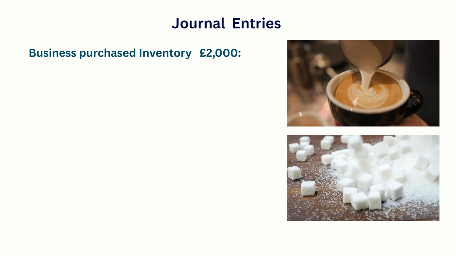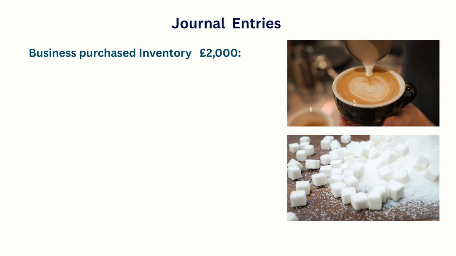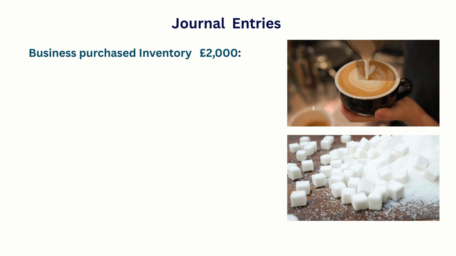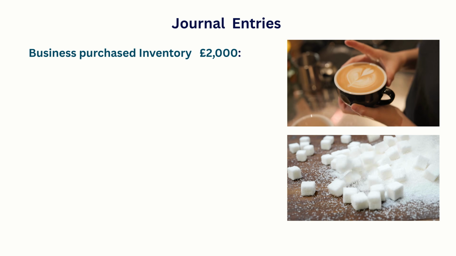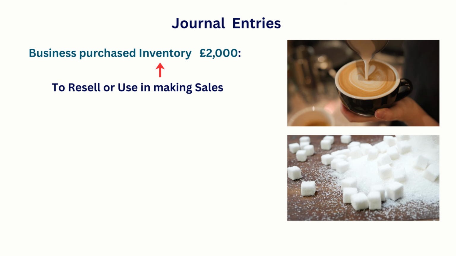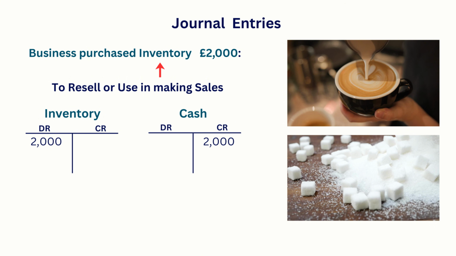Our next transaction is inventory. In the coffee shop, inventory includes things like coffee beans, milk, sugar, syrups, tea bags, and so on. These are items the coffee shop buys to sell or use in making sales. At the moment, the shop buys inventory. It still owns it. It hasn't sold it yet. Inventory still has value. So it is an asset. Inventory increases, debit £2,000. Cash decreases, credit £2,000.